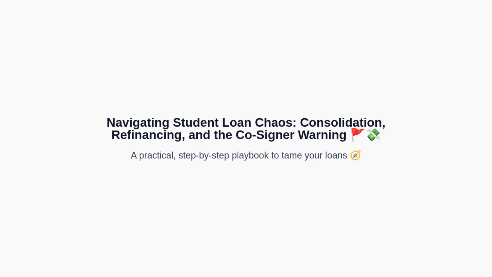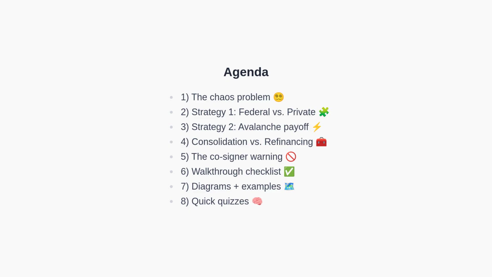Finally, we will warn you about the cosigner trap and close with a clear action plan and quizzes to test your knowledge. Here is our roadmap. First, we will define the chaos problem. Next, we will clarify federal versus private loans and how to treat each. Then, we will apply the Avalanche Payoff method.